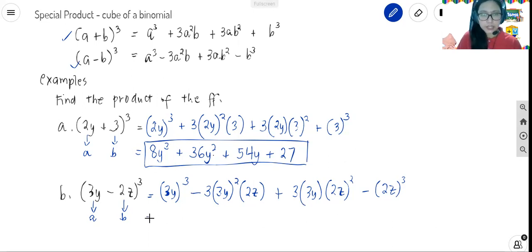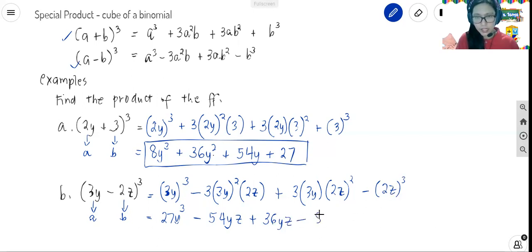Okay, so let's simplify further. (3y) cubed is 27y cubed, minus, we have here 3 squared, that's 9 times 6, we have 54yz squared, plus we have 4 here, 4 times 9 is 36yz squared, minus (2z) cubed, that is 8z cubed.